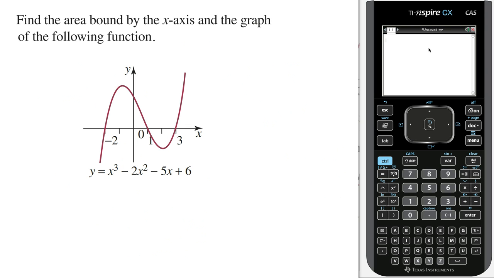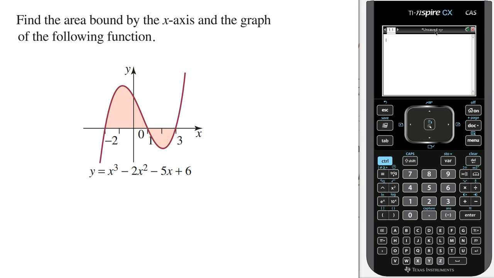Find the area bound by the x-axis and the graph of the following function. Looking at the graph, the area bound by the function and the x-axis is going to be these two regions. Notice the first region is above the x-axis and the second region is below the x-axis. And so we need to write the total area as a combination of two separate integrals.